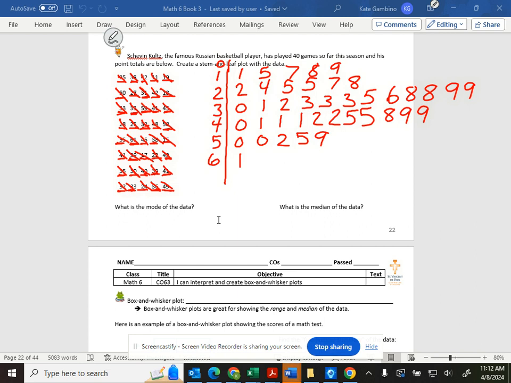So when I look at all these numbers, I know that my stem tells me what number goes in the tens place, and all of those digits after it represent individual scores. So he played 40 games, and these are his point totals. So in one game he scored 11, another game he scored 25, another game he scored 50, one game he scored 61. So each of those numbers represents a score that he had in the game that he played. So then you have to look, what is the mode of the data and what is the median of the data.